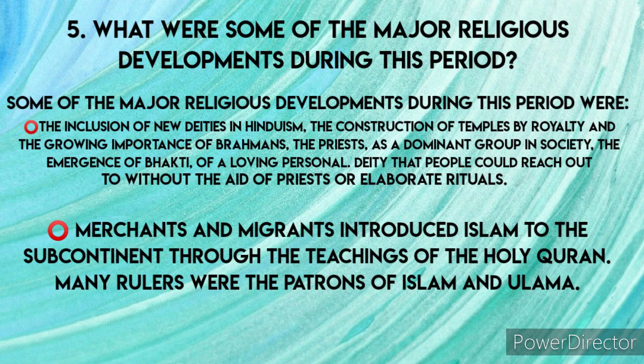Question number 5. What were some of the major religious developments during this period? Answer. Some of the major religious developments during this period were: first, the inclusion of new deities in Hinduism, the construction of temples by royalty, and the growing importance of Brahmins, the priests, as dominant groups in society. The emergence of bhakti, of a loving personal deity that people could reach out to without the aid of priests or elaborate rituals. Second, merchants and migrants introduced Islam to the subcontinent through the teachings of the Holy Quran. Many rulers were patrons of Islam and ulama.